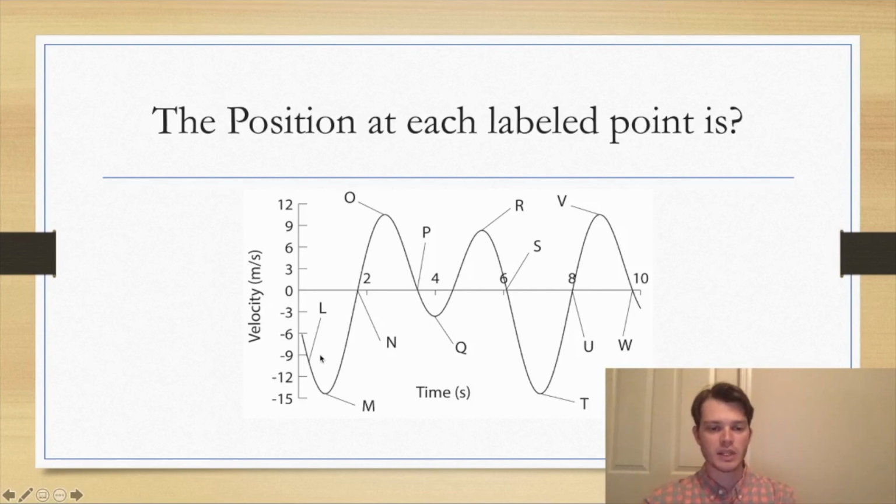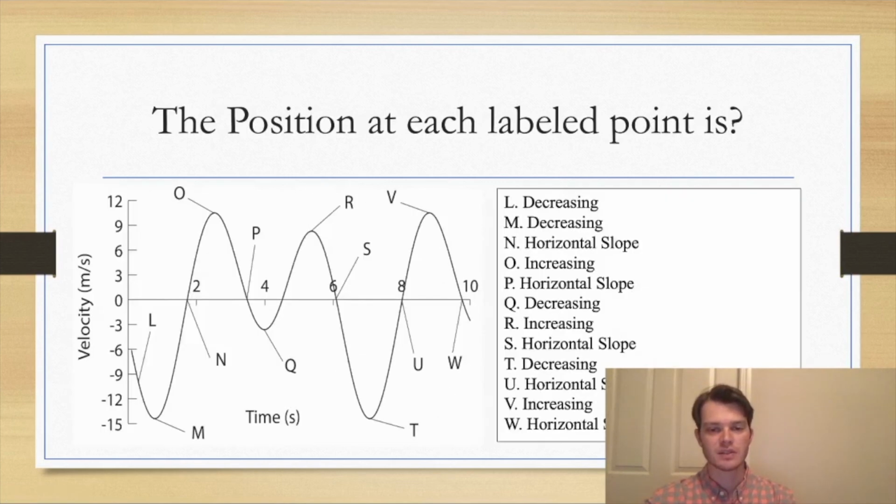So at time point L, since we are negative, we are going to be decreasing in position. We are also still negative at time point M, so our position would still be decreasing. At time point N, we are at 0, so we'll be at a horizontal slope. At time point O, we are finally positive, so we'd have an increasing slope. And this continues on throughout the velocity time curve.